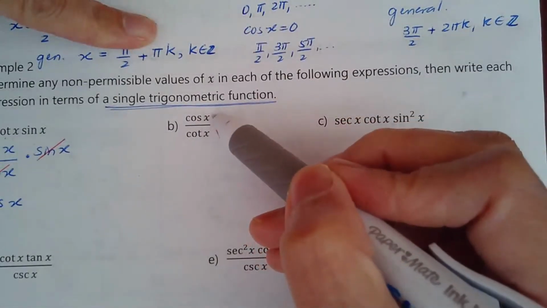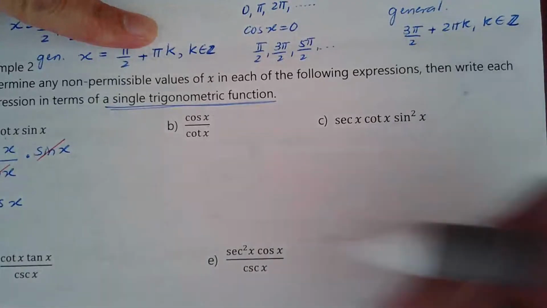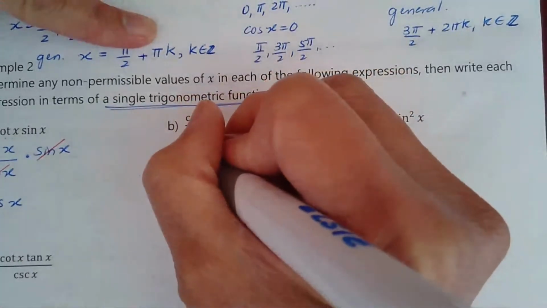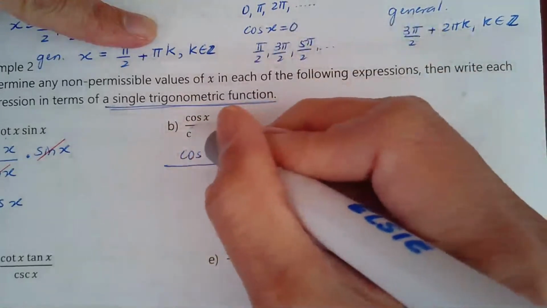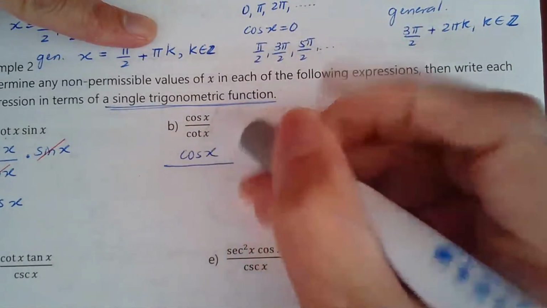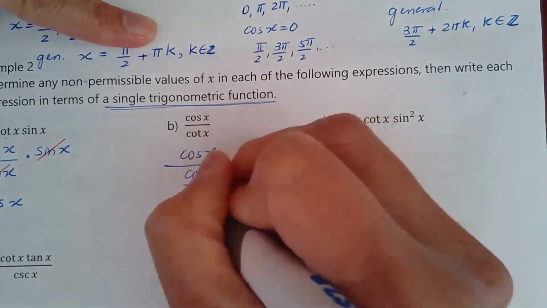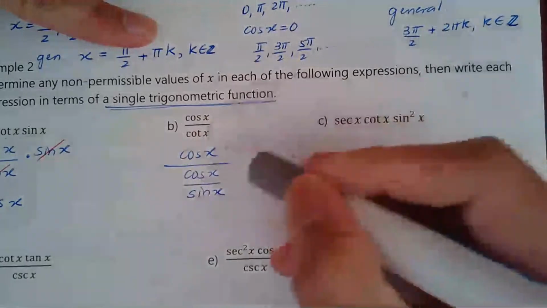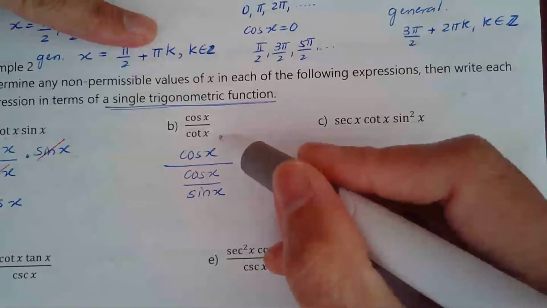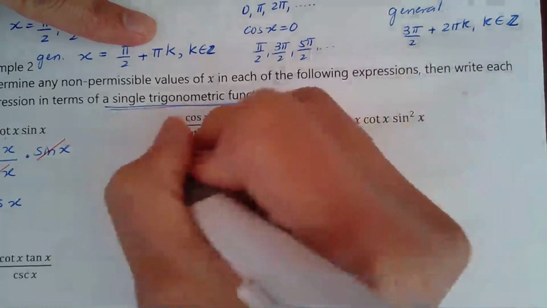So cosine of x divided by cotangent of x. Okay, well, what does that mean? Cosine of x divided by, okay, what's cotangent? Cotangent is cos of x divided by the sine of x. Okay, so now we are creating a complex fraction. So what can we do?